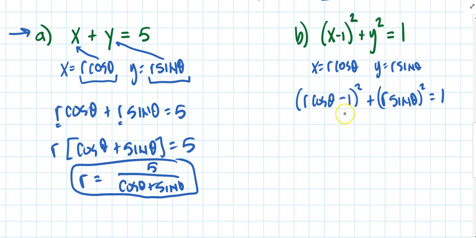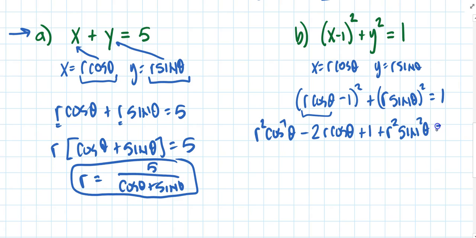Okay, now I'm going to square this binomial on the left-hand side. So what I would get is r squared cosine squared theta. So that's the first thing squared. And then multiply the two things together and then double it. So that would be negative 2r cosine theta. I'm just doing algebra here. And then take the last thing and square it and that would be a plus 1. Okay? And then over here I would have a plus r squared sine squared theta, and then it is still equal to 1.